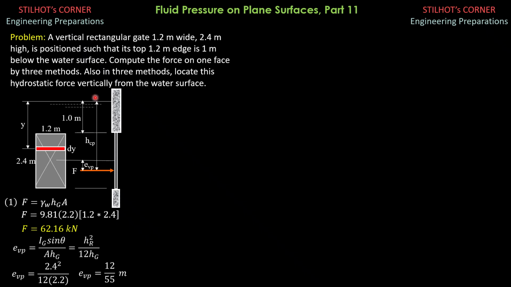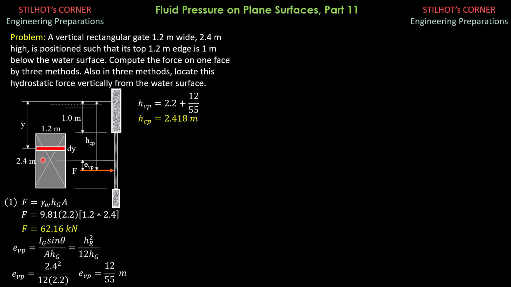We can now compute h_cp, 2.2 plus e_vp. So 2.2 plus 12 over 55, to four significant figures, it is 2.418 meters. So that's the first way.